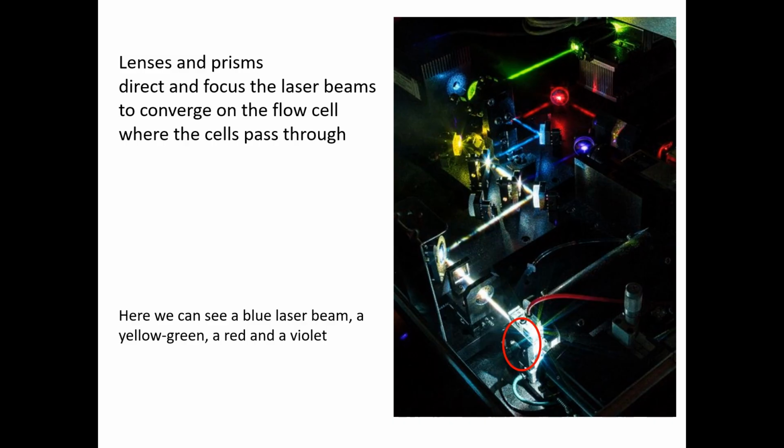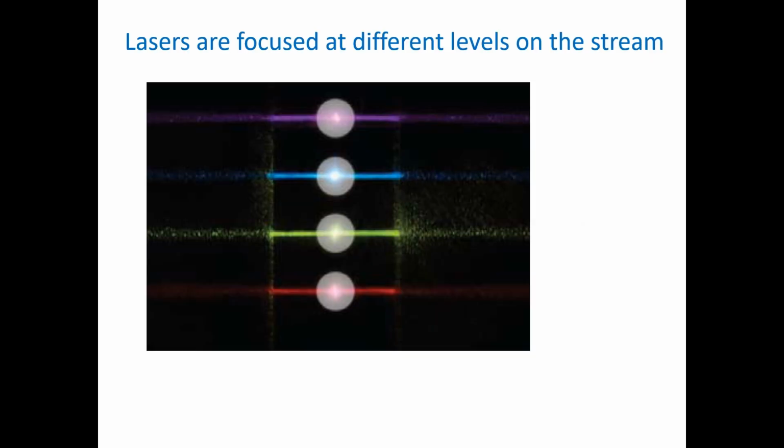The excitation optics, the lenses and prisms, direct and focus the laser beams so that they converge on the flow cell where the cells pass through. Here we can see a blue laser beam, a yellow-green, a red, and a violet, all converging on the flow cell. The lasers are focused at different points on the stream. The cells will pass through laser 1, then laser 2, laser 3, and laser 4.